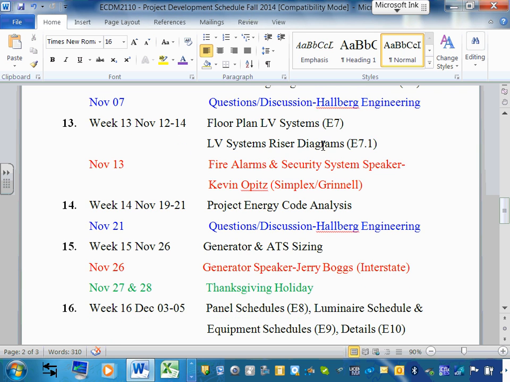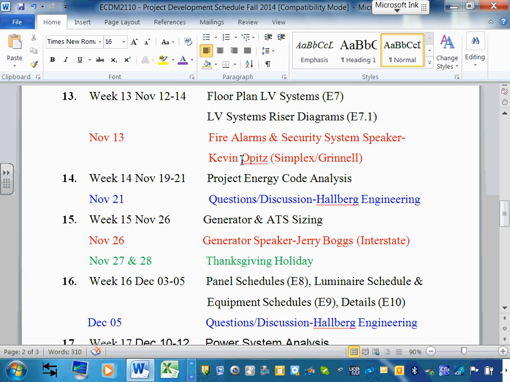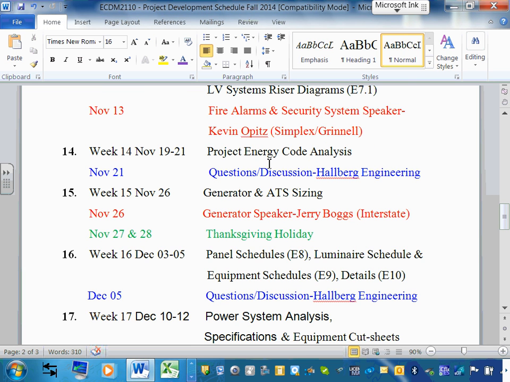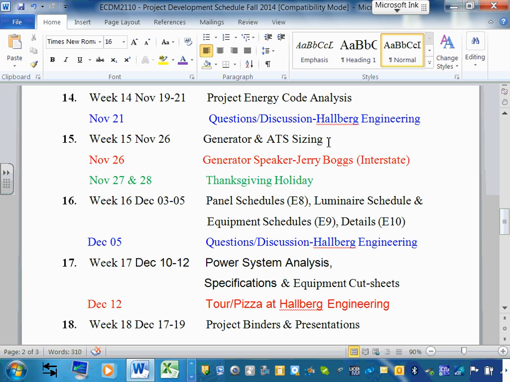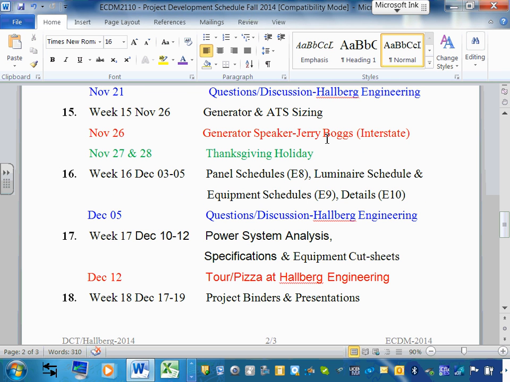Floor plan low voltage E7 and low voltage system riser diagram 7.1, plus a fire alarm and security speaker will be here to talk about these systems. Can you guys see that every time we have an activity, we have a speaker that comes and kind of hits on it? Week 14, project energy code analysis. Hallberg will be here to look at your work, guys. Generator and ATS sizing. We have Jerry Boggs to talk about generators.